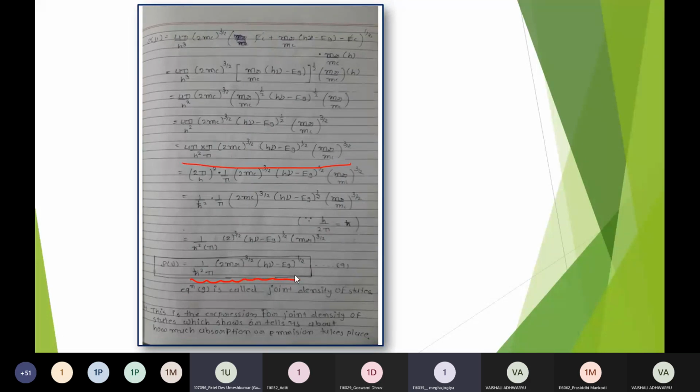This is the expression for joint density of states which tells us about how many absorptions and emissions take place. Thank you.